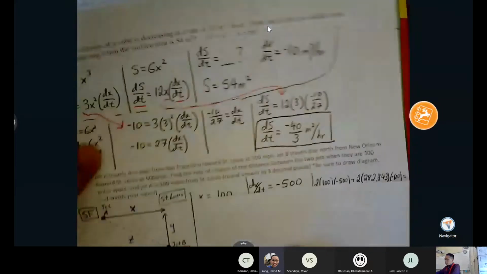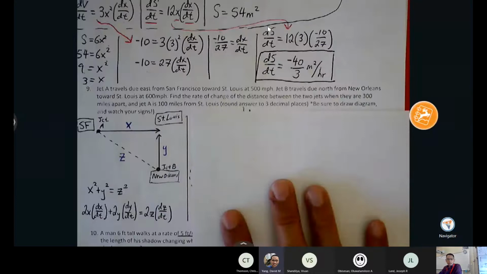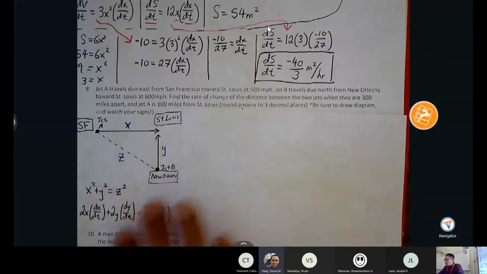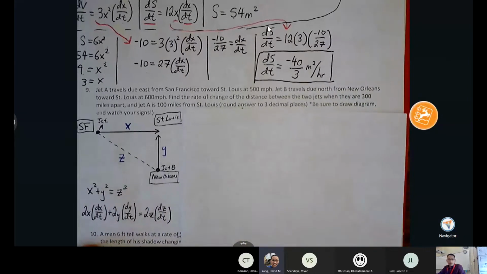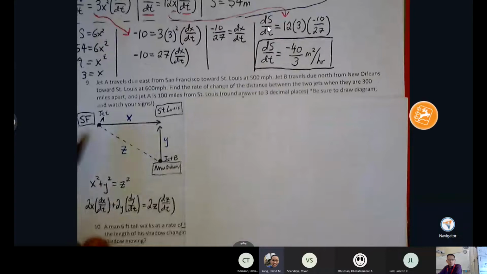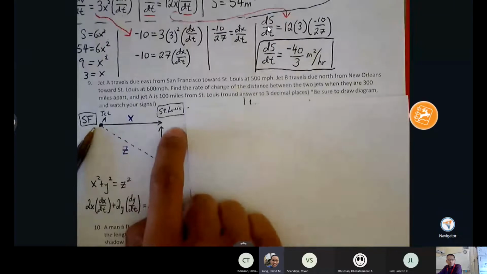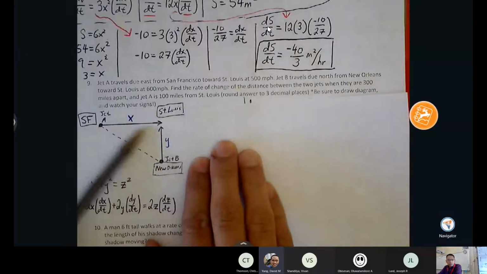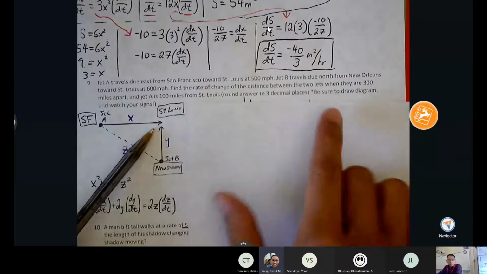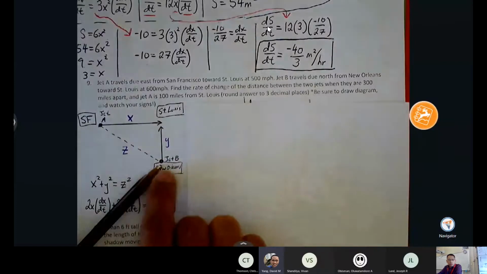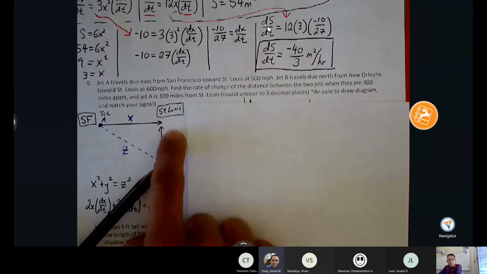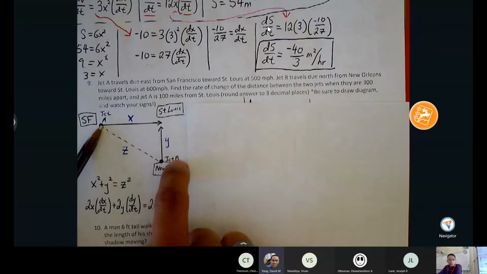All right, so let me read the question, and then I will talk about the setup here. We have Jet A traveling east from San Francisco towards St. Louis. So we have Jet A going in this direction here. Jet B travels north from New Orleans up north to St. Louis.